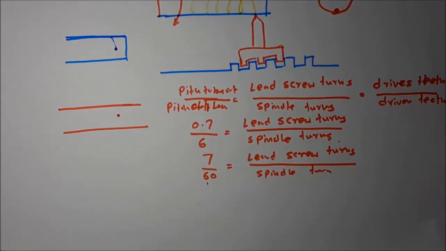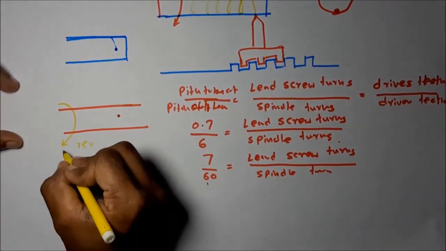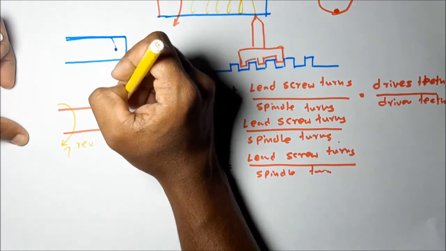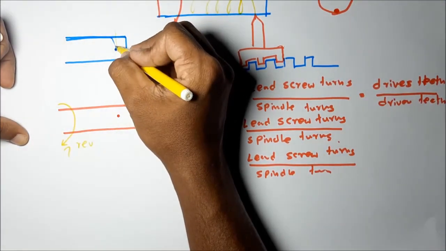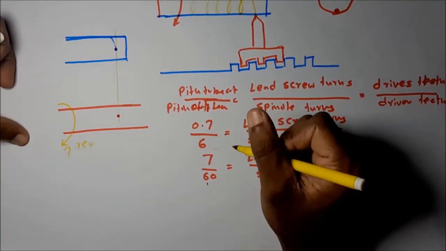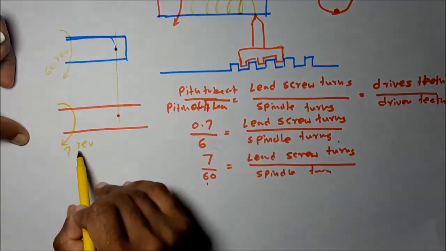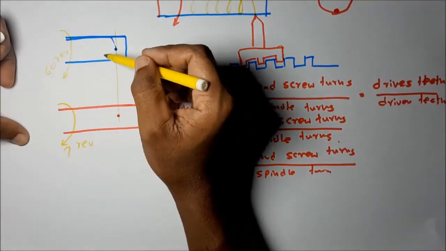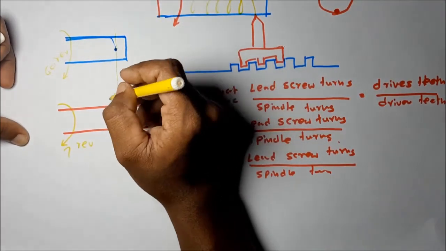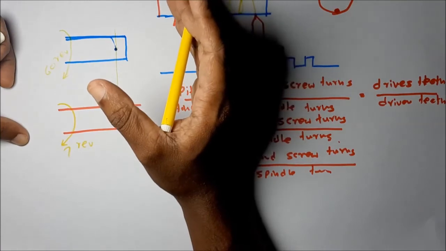Here we can see after completing the 7 revolutions, another position comes where these two points are aligned in the same manner. That's why this ratio is meant. After 7 revolutions of the lead screw, the spindle produces 60 complete revolutions. Then these two points are aligned. This is the engagement position. If you engage in this position, it will follow the previous thread.